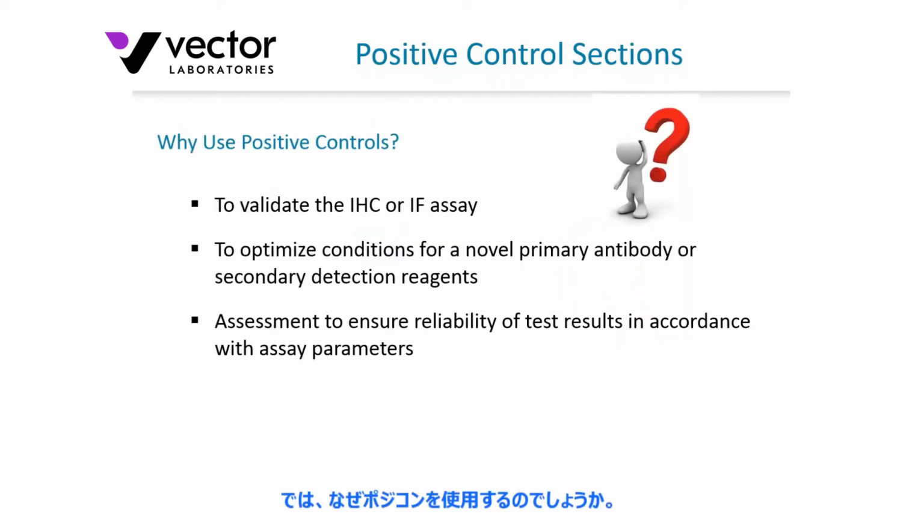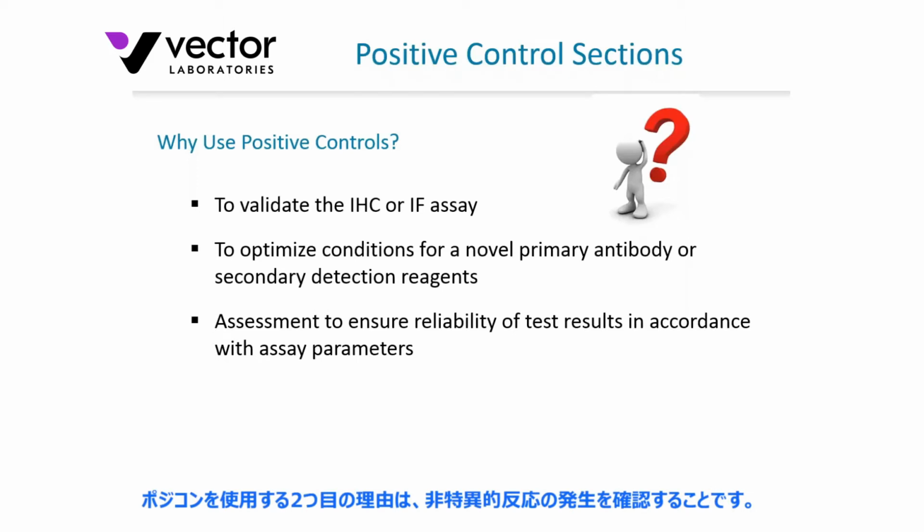So why use positive controls? Certainly to validate the assay you're running, whether it be immunohistochemistry or immunofluorescence. Importantly, what you're looking for is specificity of cell type, and indeed specificity of the cell compartment. If you are looking for a nuclear expressed antigen, you want to see staining in the nucleus, not in the cytosolic area or the membrane.